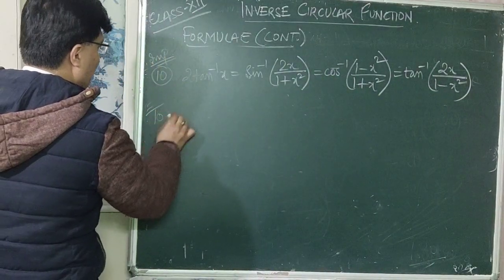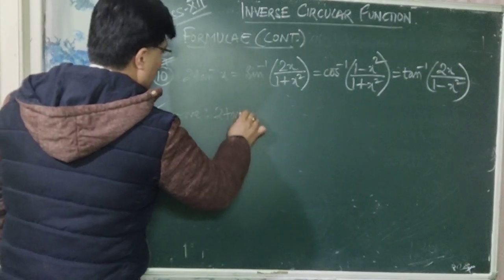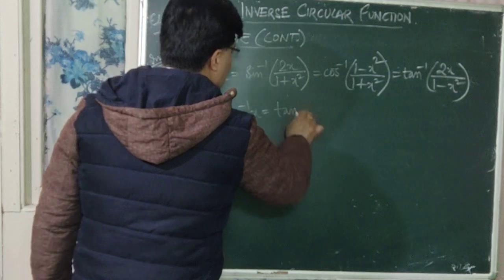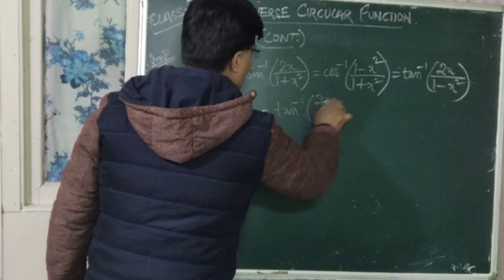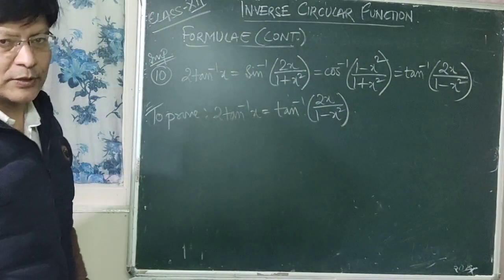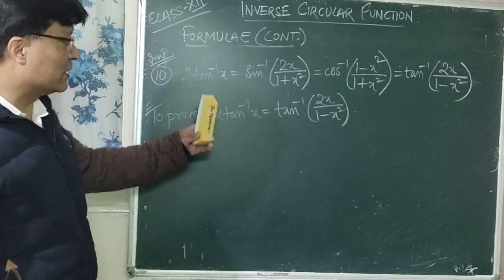Now to prove 2 tan inverse x is equal to tan inverse 2x upon 1 minus x square. Okay? So let us prove it now. Actually we have done it.